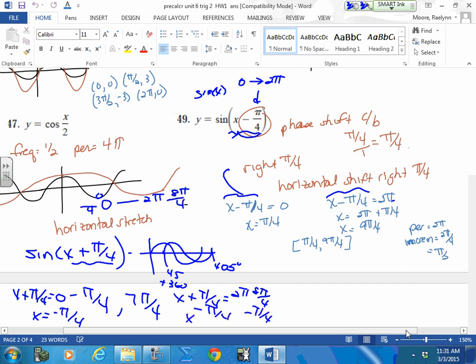And I get x stops at 7 pi over 4. So my cycle now will go from negative pi over 4 to 7 pi over 4. I just moved it over. A translation is a slide. I just split it. It still takes 2 pi to finish.